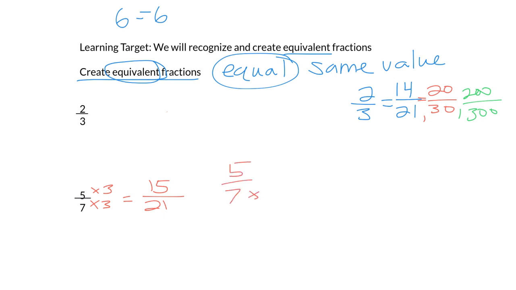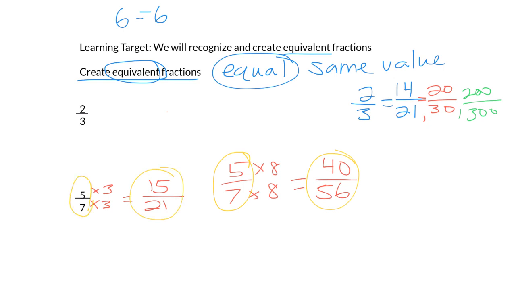Let's do times 8 and find an equivalent fraction to 5/7. 5 times 8 is 40, and 7 times 8 is 56. That means that these two fractions are equivalent. They are equal. They have the same value. And 5/7 and 15/21 are also equivalent. They have the same value.